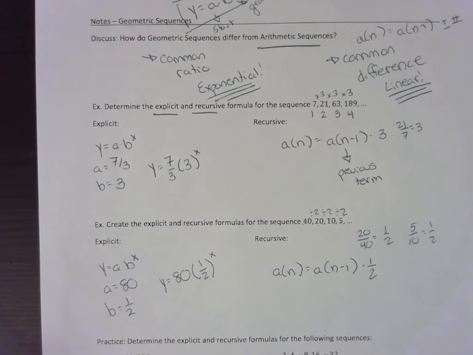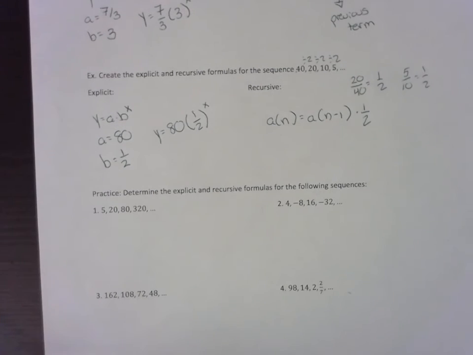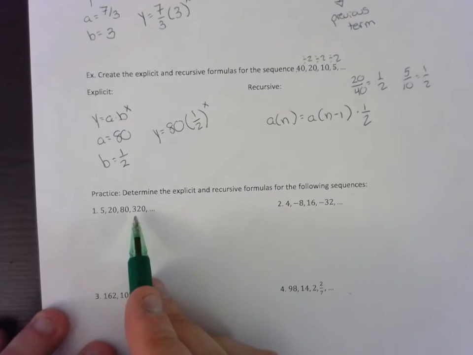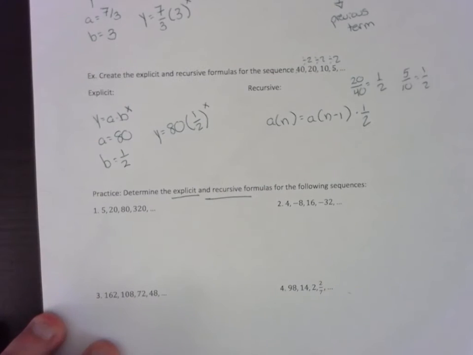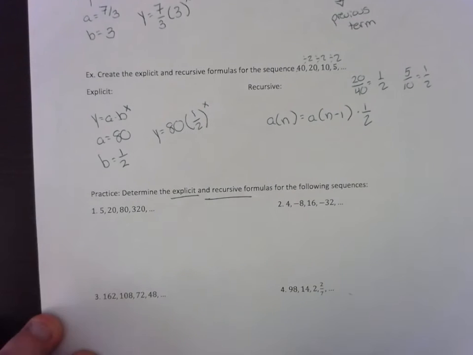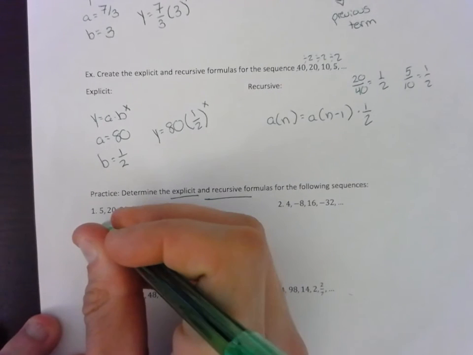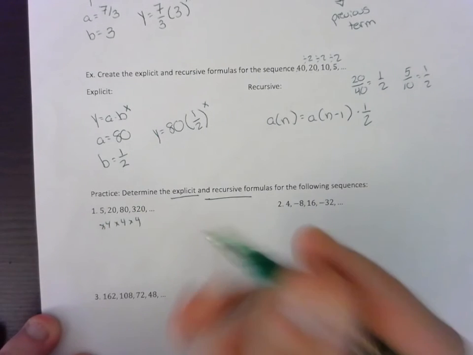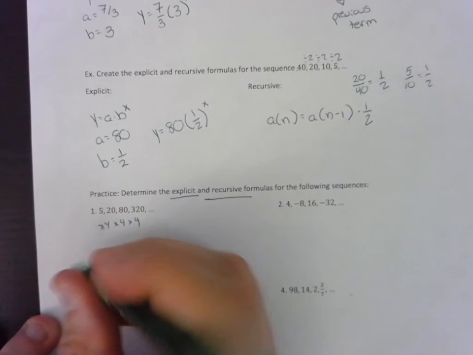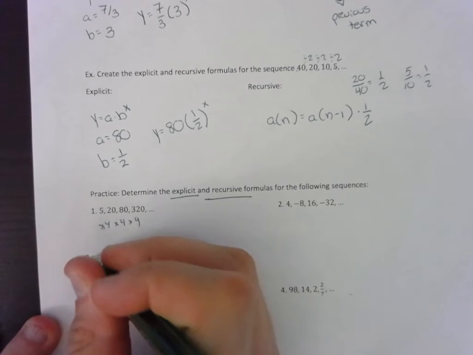Number 1. 5, 20, 80, 320. So again, we're trying to figure out the explicit and recursive for both. Well, if I'm looking at this, that's times 4, times 4, times 4. I mean, I could do 20 divided by 5 and still get 4. So I know that my b value, my growth rate, is 4.